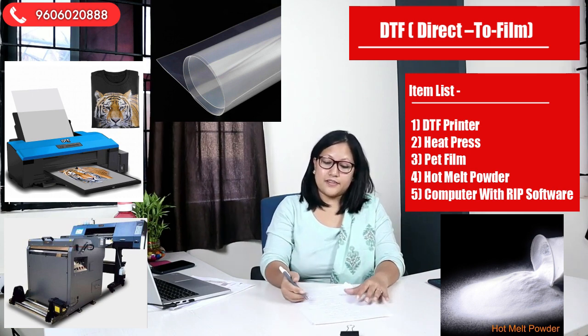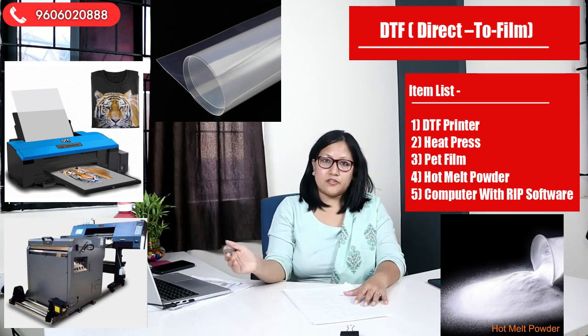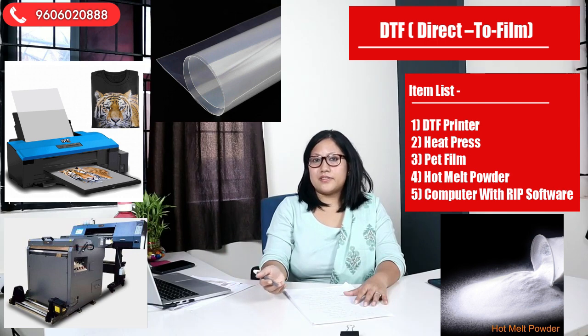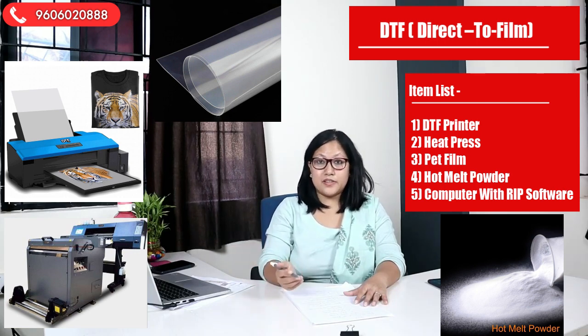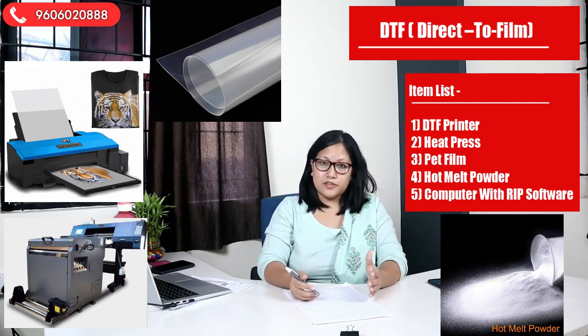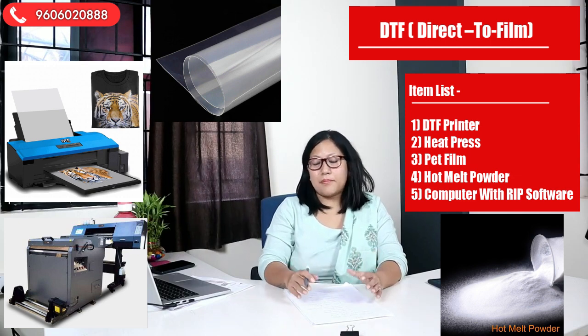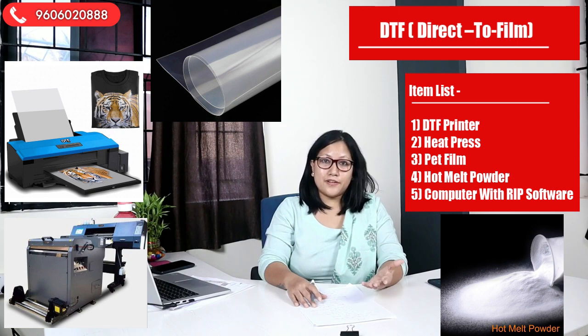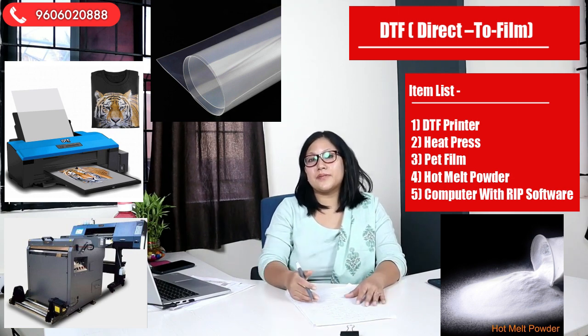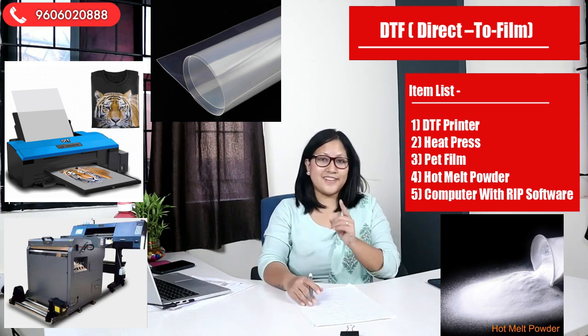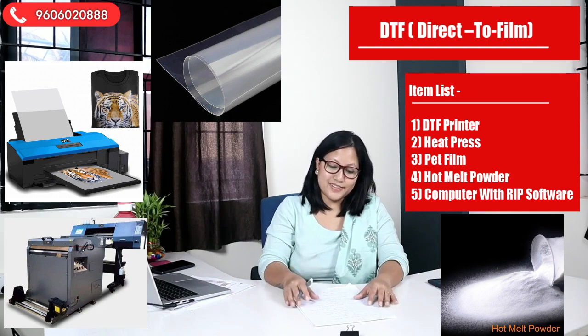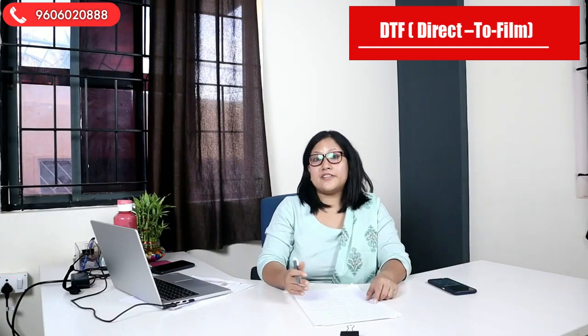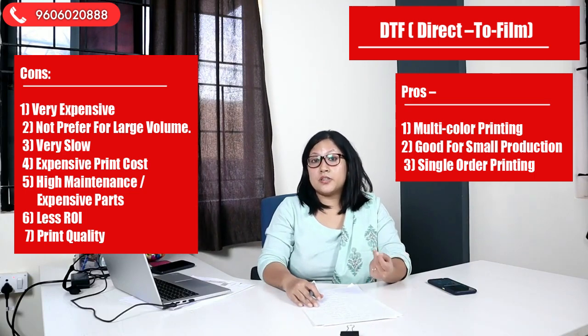And that is, first you need to take out a film printout through the DTF machine itself. Then you need to apply the hot melt powder, then you need to bake the film, then you can transfer through the heat press machine. Here also a heat press machine is required. And here I will tell you a little bit about the advantages and disadvantages.